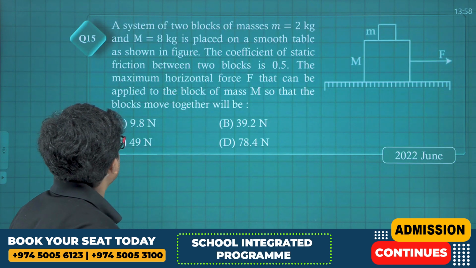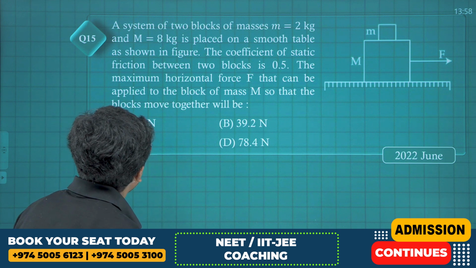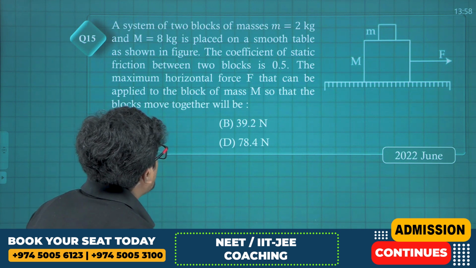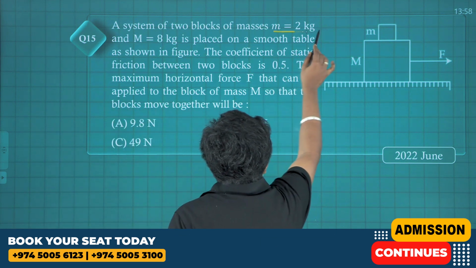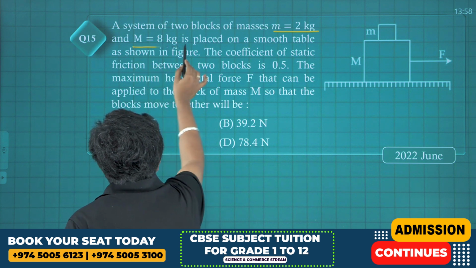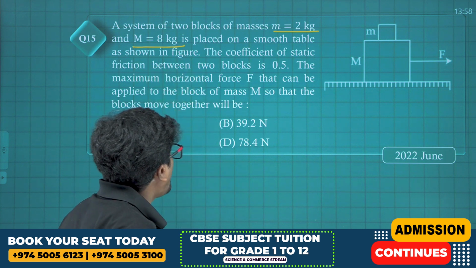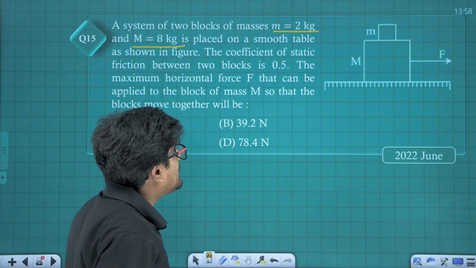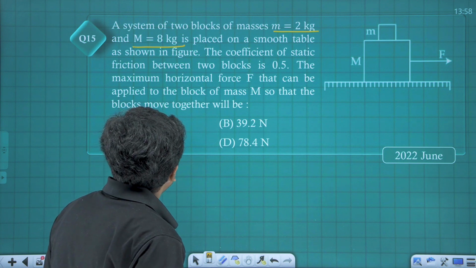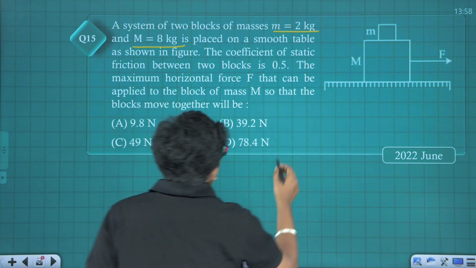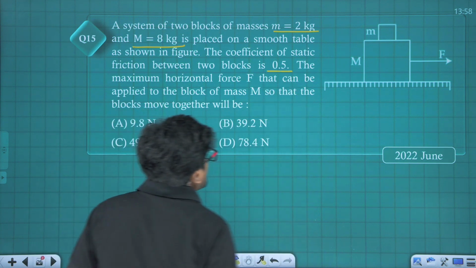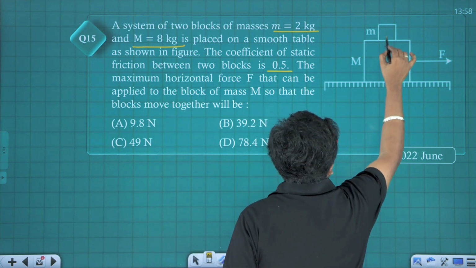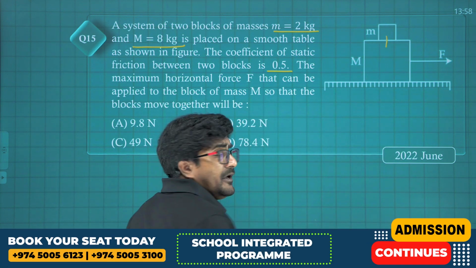Now, let's move to the next. That is question number 15. 15 says, a system of 2 blocks of mass 2 kg and 8 kg is placed on a smooth table as shown in the figure. The coefficient of static friction between the blocks is 0.5. That means between these two only we have got a friction.